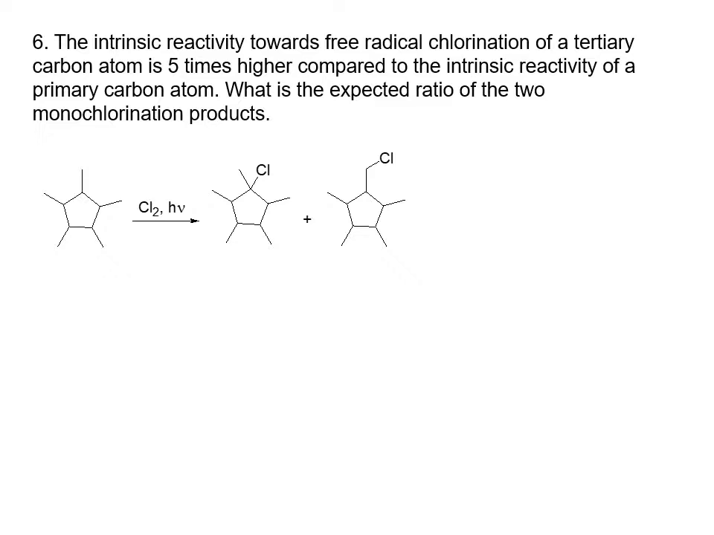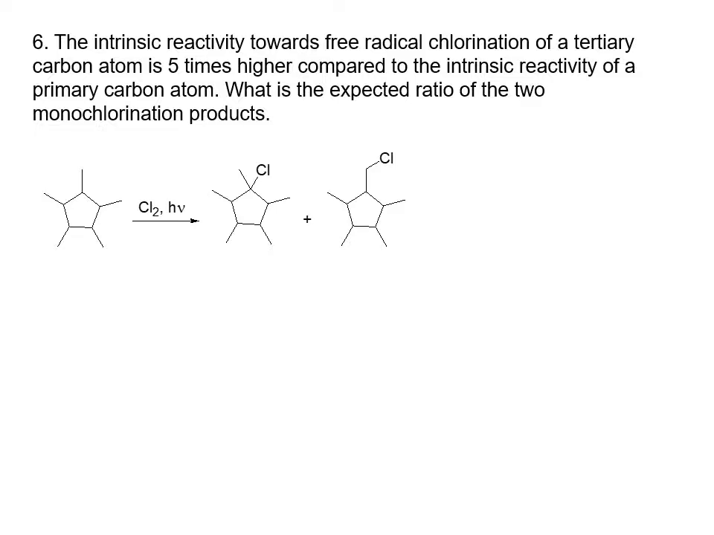The intrinsic reactivity towards free radical chlorination of a tertiary carbon atom is 5 times higher compared to the intrinsic reactivity of a primary carbon atom. What is the expected ratio of the two monochlorination products? That obviously refers to the chemical equation shown here. So it's monochlorination of 1,2,3,4,5-pentamethylcyclopentane, and there are two possible monochlorination products. The first one is the result of chlorination of a tertiary carbon atom, and the second one, chlorination of a primary carbon atom.